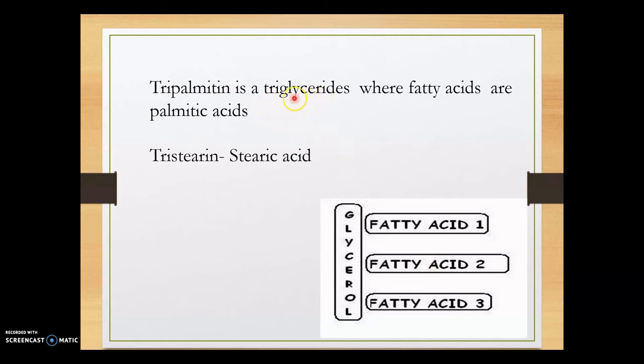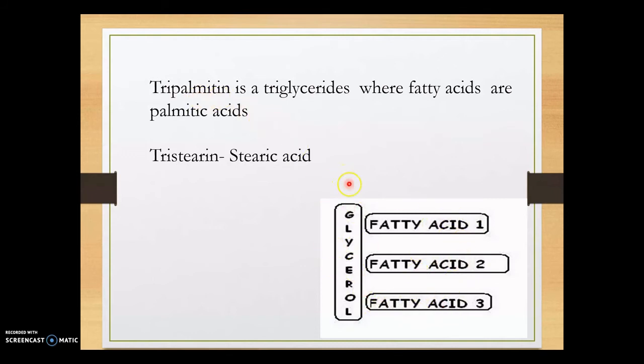One of the examples for triglycerides is tripalmitin. Tripalmitin means what? It's composed of palmitic acid. And tristearin means what? It's composed of stearic acid. So this is a glycerol molecule. One glycerol molecule is combined with one fatty acid, two fatty acids, and three fatty acids. So it's called three fatty acids.